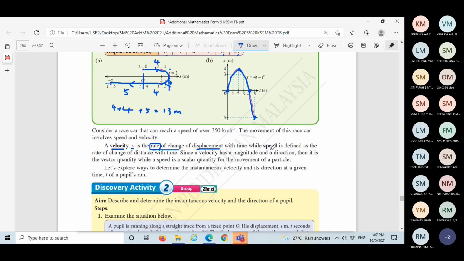While speed is defined as the rate of change of distance with time. So speed is a scalar quantity. Velocity is a vector quantity. Because velocity is related to displacement, speed is related to distance. It follows: distance is a scalar quantity, therefore speed also is a scalar quantity. Displacement is a vector quantity, therefore velocity also will be a vector quantity.